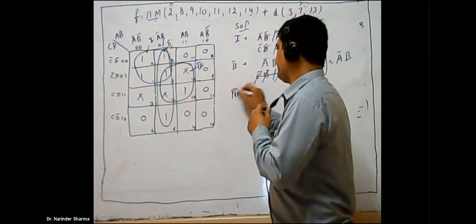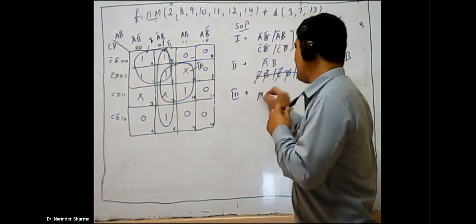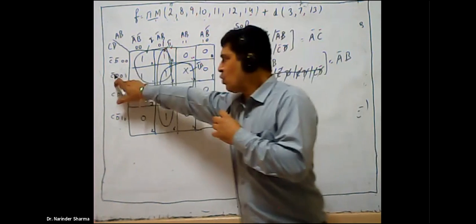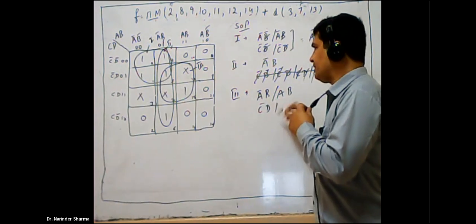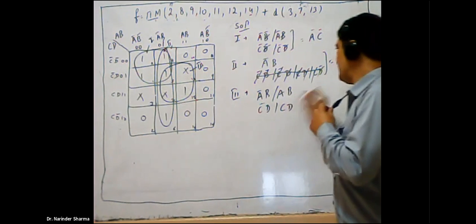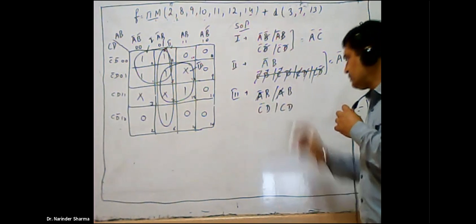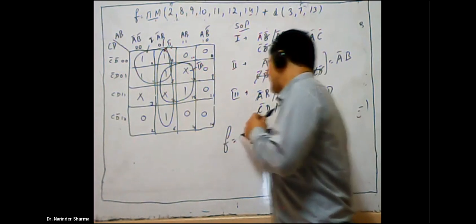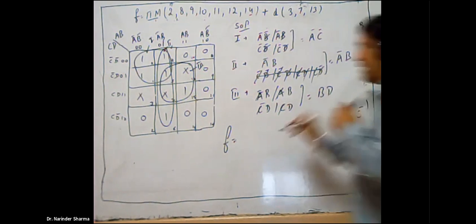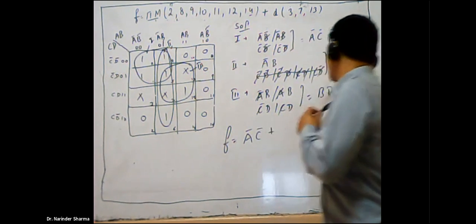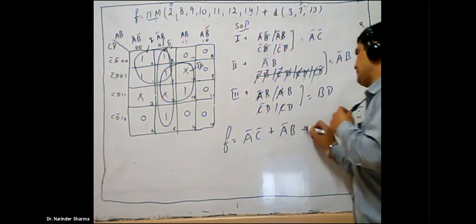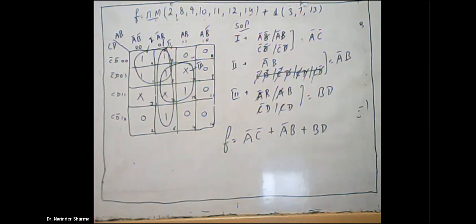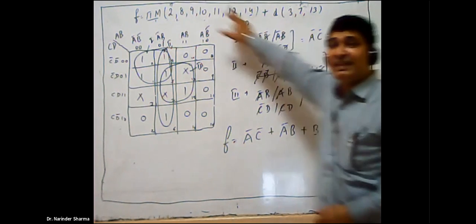Now third one, here you will get A bar B. This side is AB. Vertical side is C bar D and CD. Which is different, it should be striked out. So here you will get BD. And you can write the resultant as A bar C bar plus A bar B plus BD. In this way, we can minimize the expression, provided it is not mentioned.